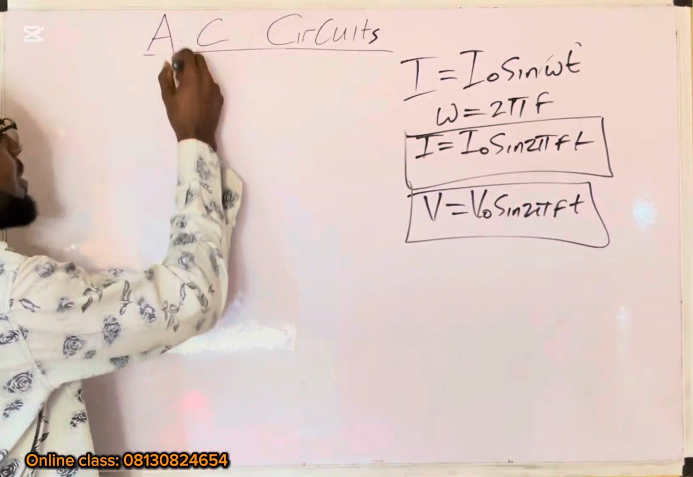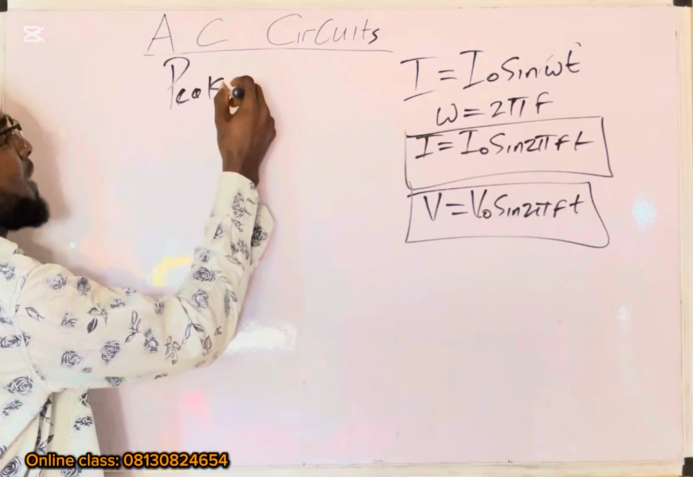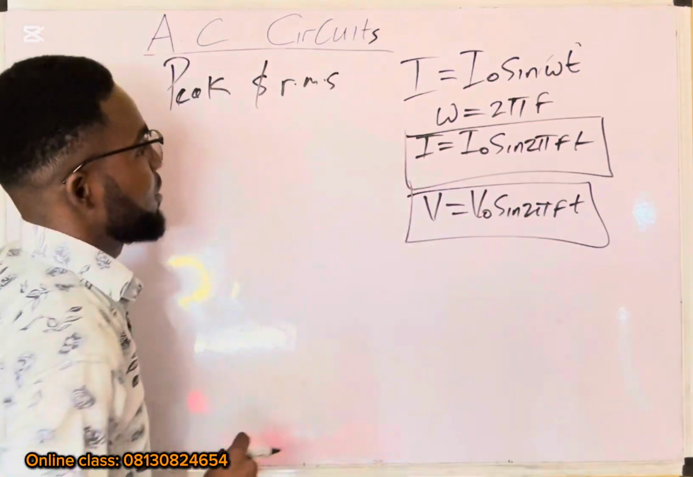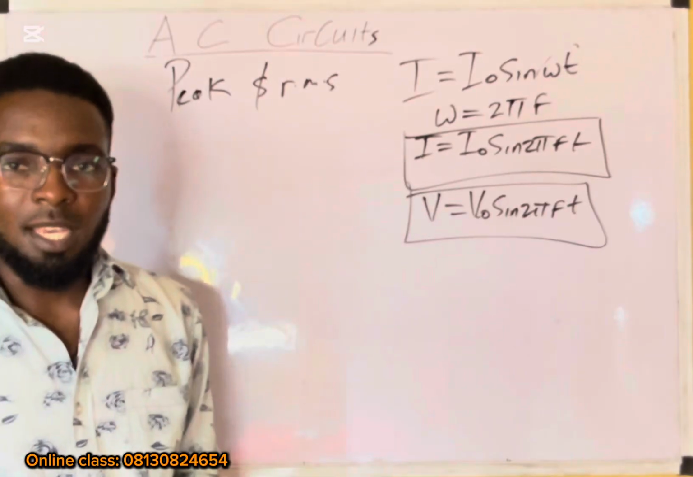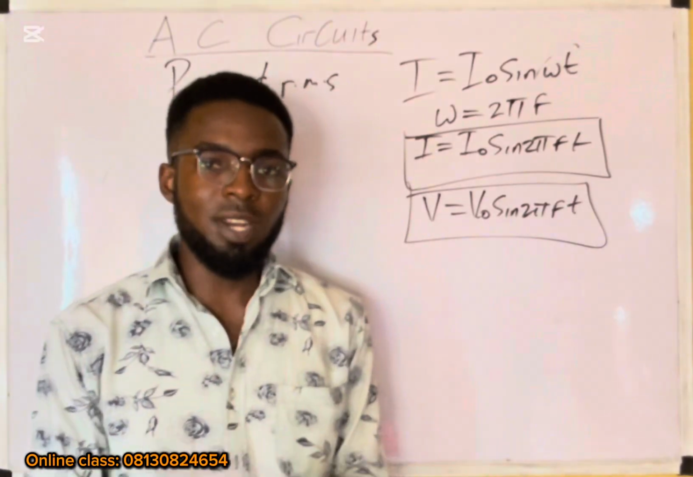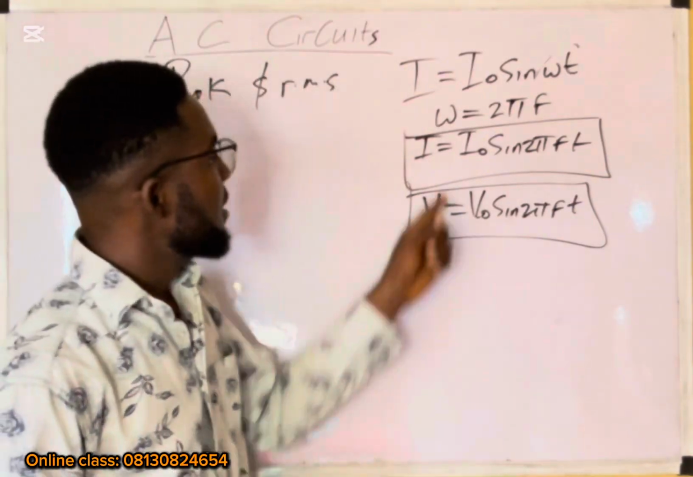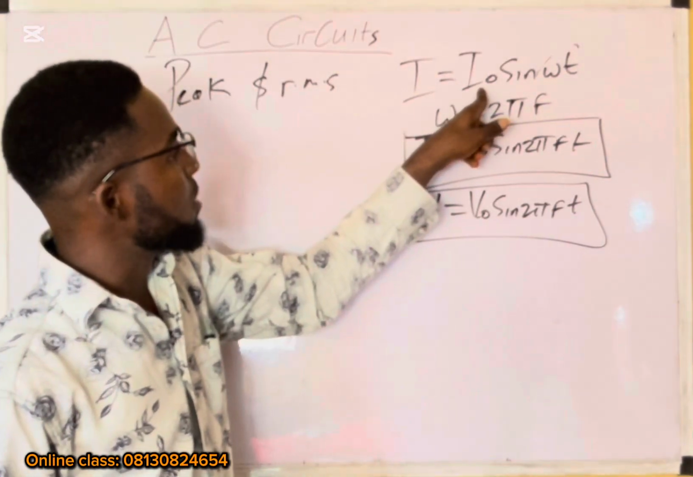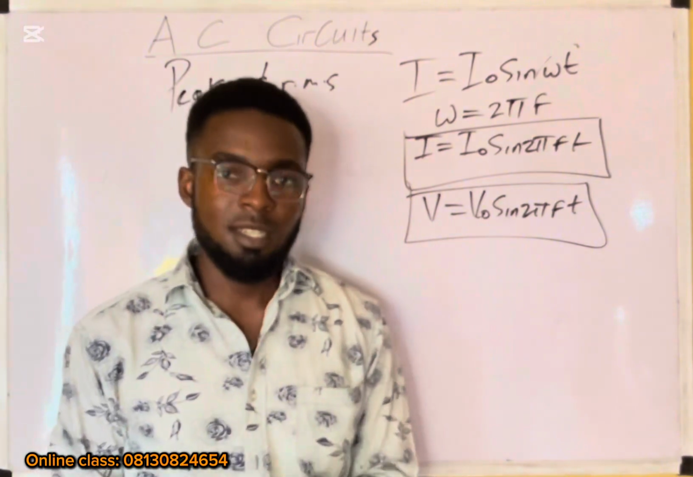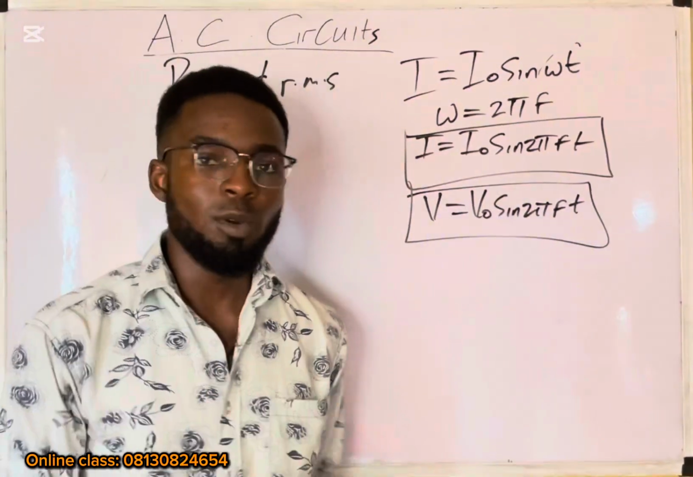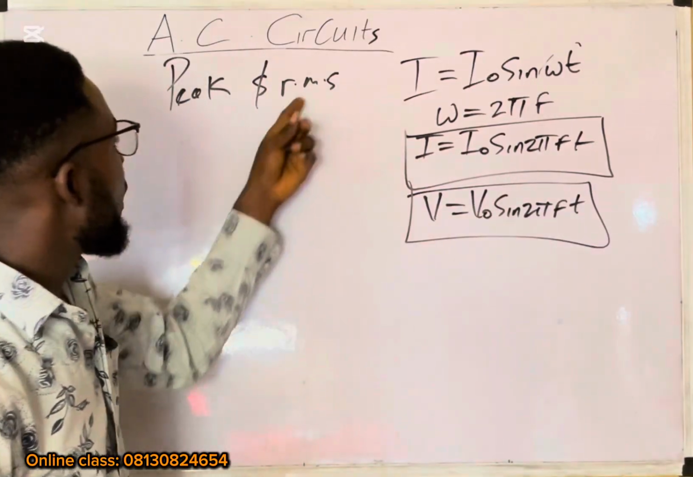Now let's talk about the peak and root mean square values. The peak value of the current, the maximum numerical value of the current, is denoted with I naught. And for peak voltage, that is V naught, the maximum numerical value of the voltage.